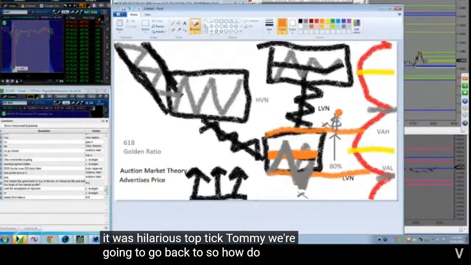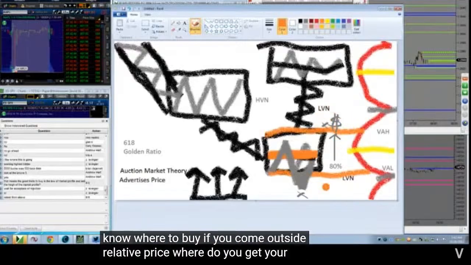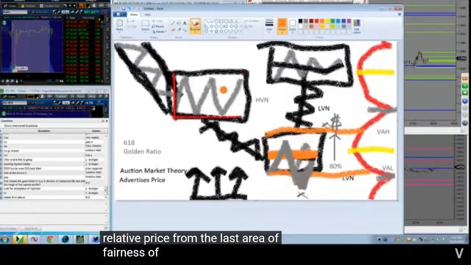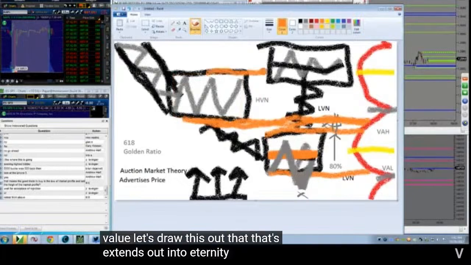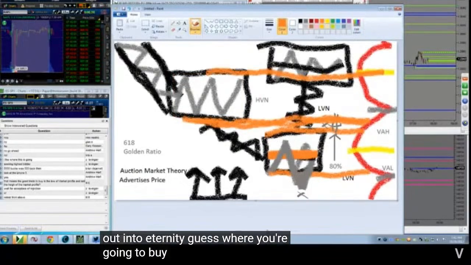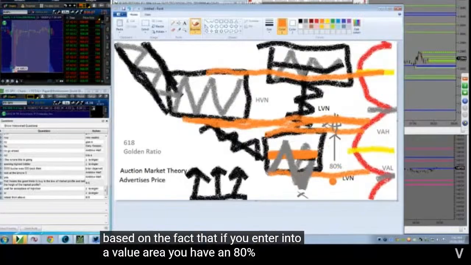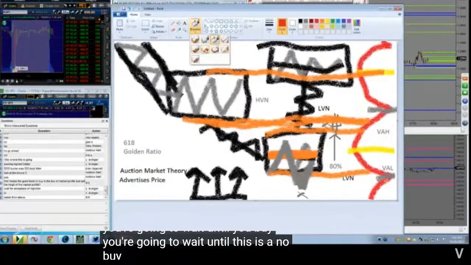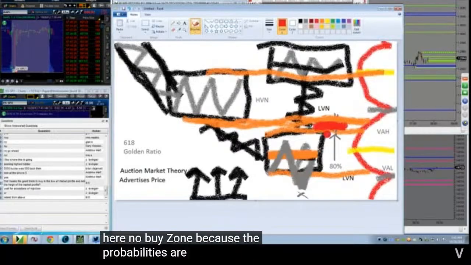We're going to go back to, so how do you know where to buy if you come outside? Relative price. Where do you get your relative price from? The last area of fairness, of fair value. Let's draw this out. That extends out into eternity. Guess where you're going to buy? Based on the fact that if you enter into a value area, you have an 80% chance, you're going to wait until this is a no-buy zone right here.